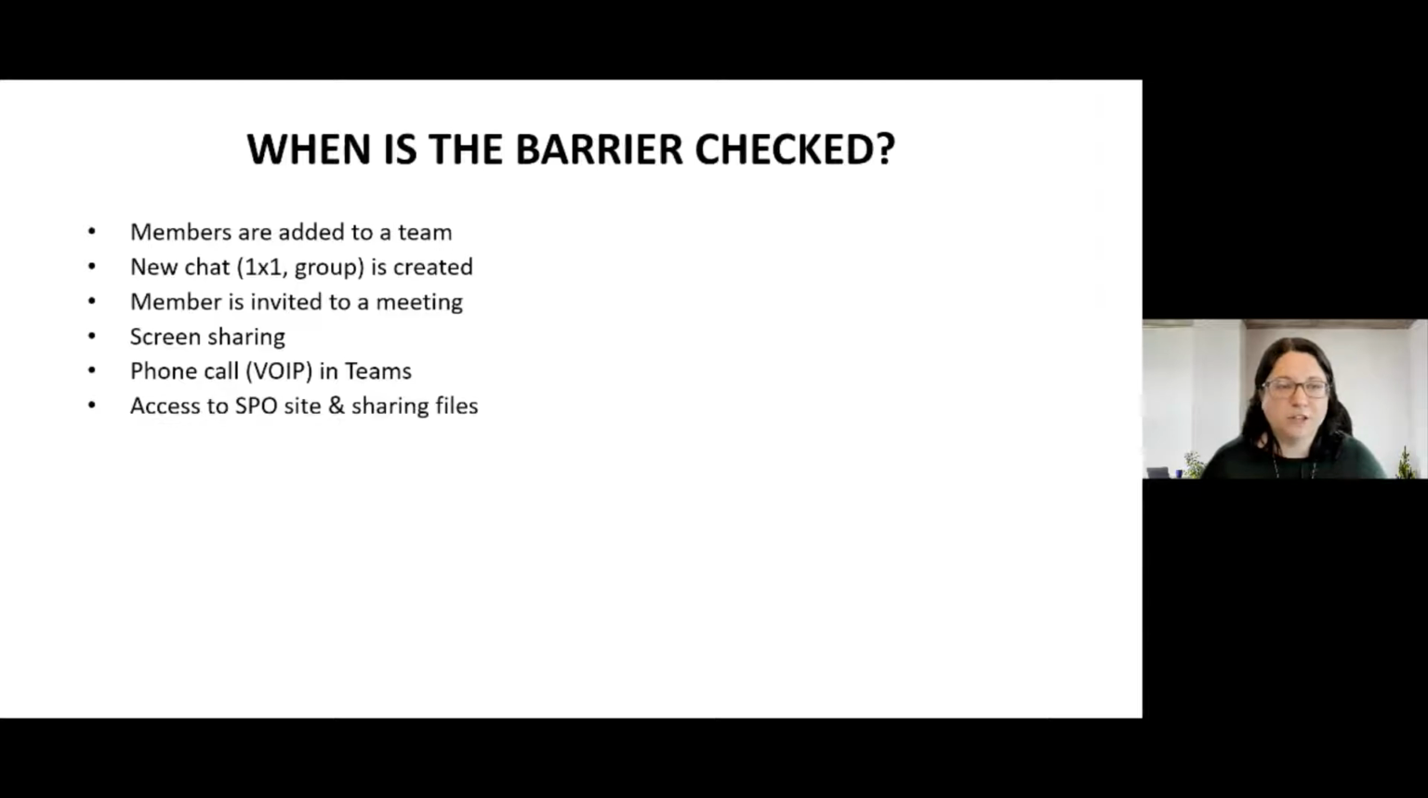So when does it actually check in with the policies to make sure the people are allowed to communicate with one another? Well, that happens when, of course, members are added to a team, when a chat is created, and that means a new message in a chat, not creating the chat group itself. So whenever a new message is sent. It's also when somebody tries to join a meeting, start a screen share, phone call, or coming soon, accessing files in a SharePoint site.